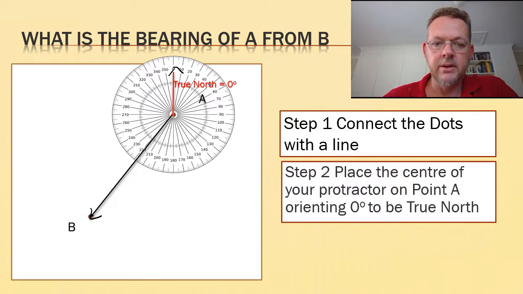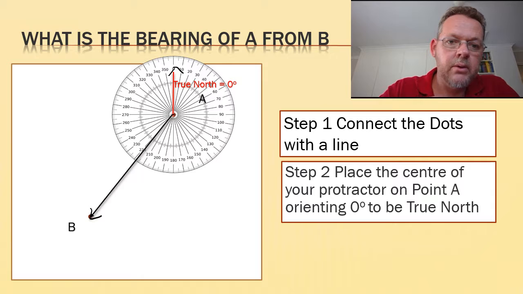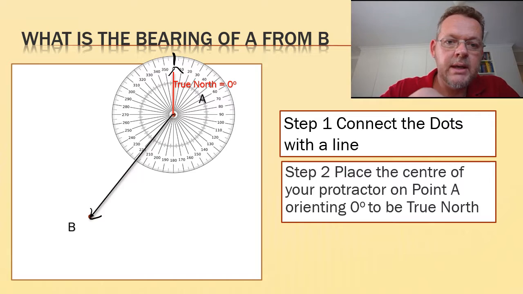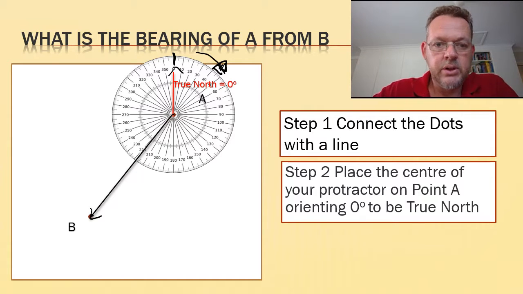So what we need to do is place the center of our protractor on point A, and then we need to orientate the zero of our protractor to face true north. Now we are reading in a clockwise direction, so that's the last little thing you might need to think about. Be careful when you're using your protractor, because there's a variety of different scales on it. So just make sure it is going clockwise.